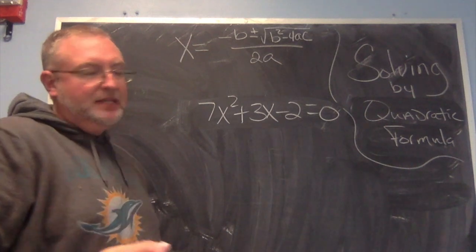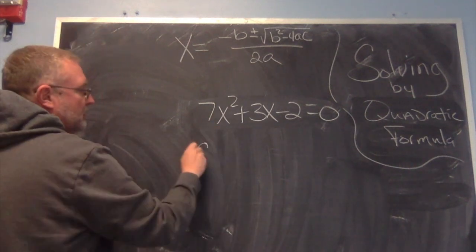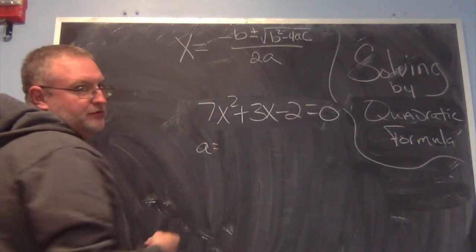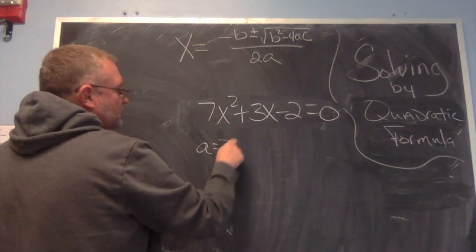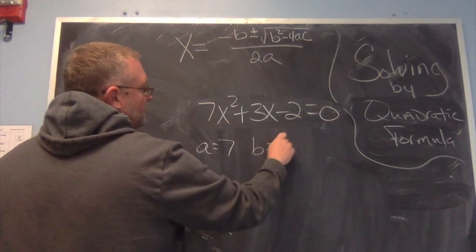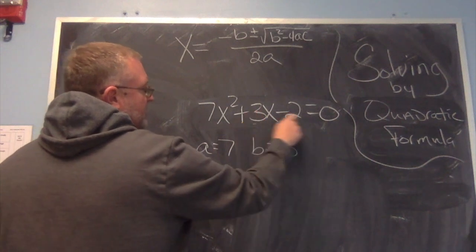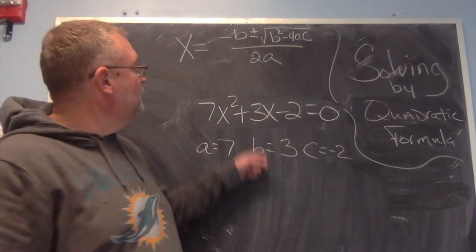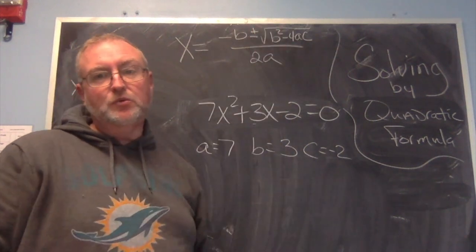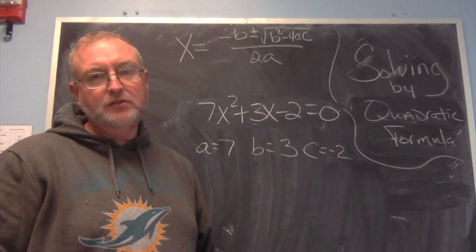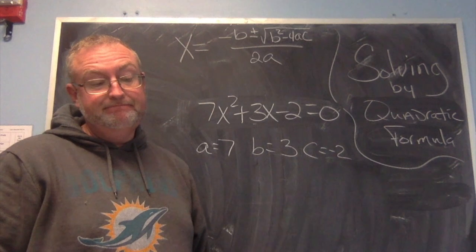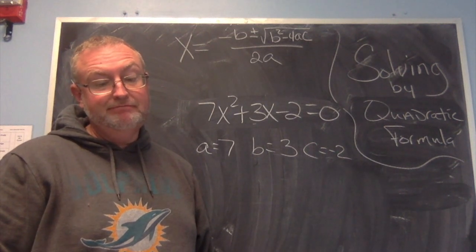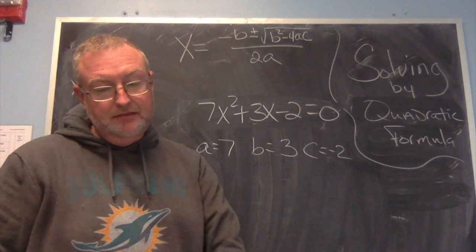Now, if I were to ask you what is A in this formula? A is always the number in front of x squared, so 7. B is equal to 3. C is equal to negative 2. Then you just go up here and plug in those numbers where A, B, and C are, and you can solve it. For instance, let's do one.